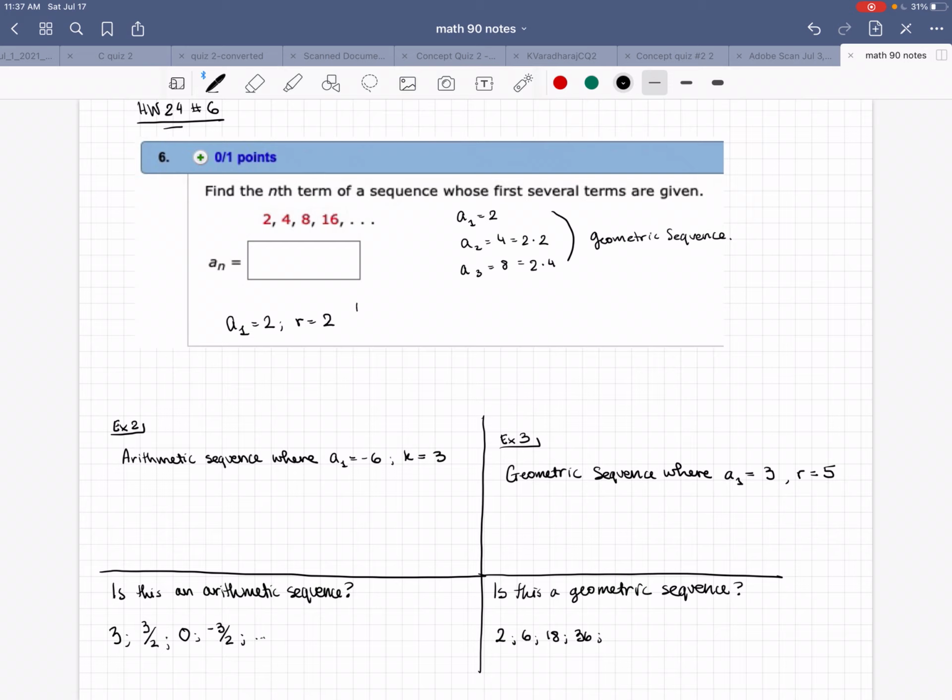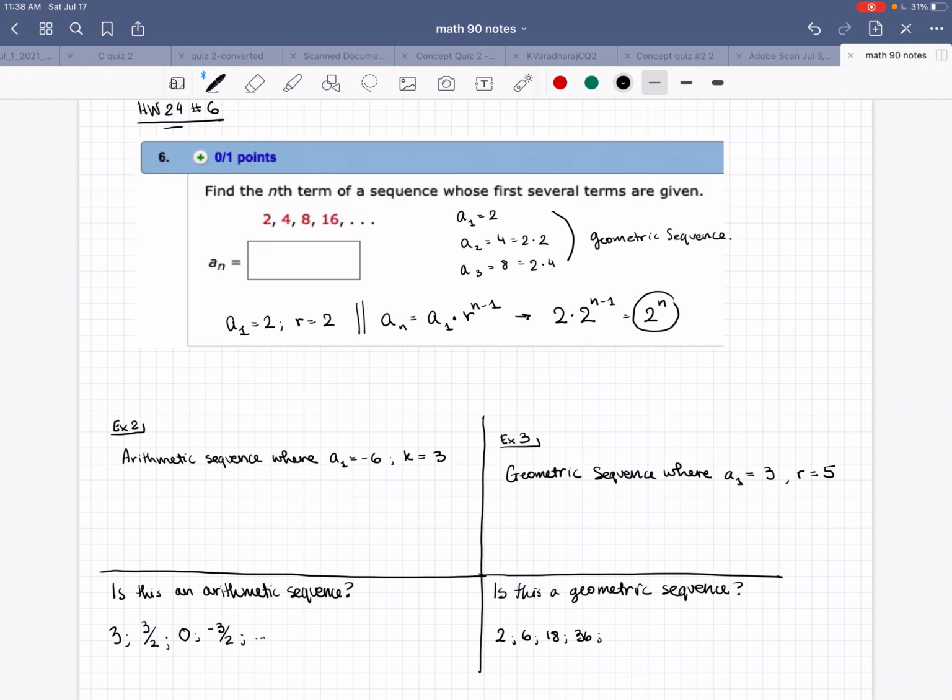So if you remember in our previous lesson, we talked about the fact that in a geometric sequence, the nth term can be defined as the first term times the common ratio to the power n minus 1. Well, in this case, since the first term and r are the same, that'll translate to 2 times 2 to the power n minus 1. Oh, and that's just 2 to the n.